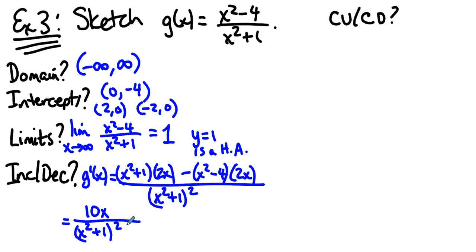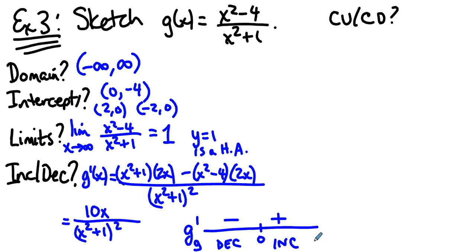So we consider all the places where the numerator or denominator could be 0. There's only 1, because the denominator can never be 0. In fact, the denominator is always positive. And so you can do a sign chart. It looks like this. G is decreasing from negative infinity to 0 and increasing from 0 to infinity.